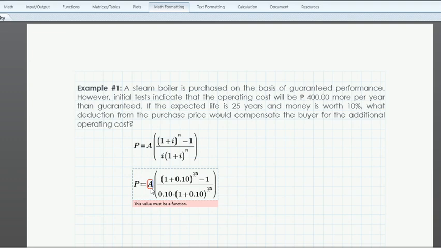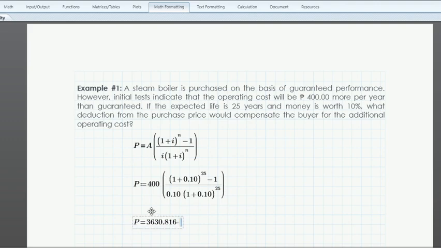Then, yung A, base sa definition niya, is the series of equal payment. Alin ba yung equal amount na binibayad mo or ginagastos mo every year? You have 400. So, si A, palitan natin ng 400. And this will give us a value of 3,630.816 pesos. So, this 3,630 is actually the present amount of the 400 pesos.